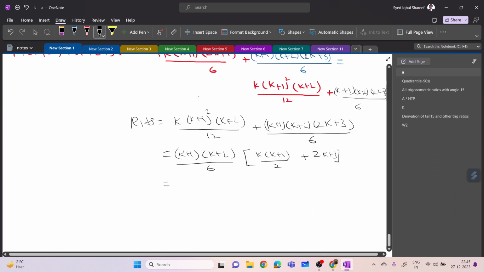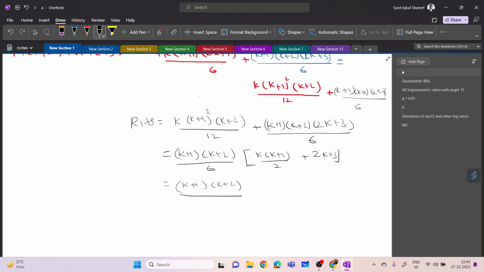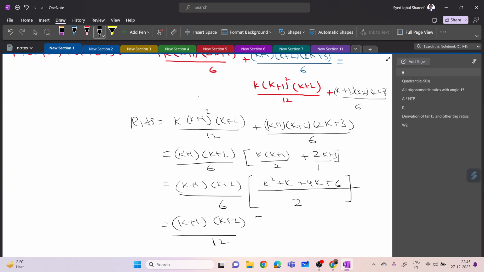So now k plus 1, k plus 2 by 6. If you take LCM, 2 will be there. This is k square plus k. LCM is 2, so 2 into 4, 2 3 is a 6. Again k plus 1, k plus 2. This 2 and 6 is 12. So we are left with k square plus 5k plus 6.